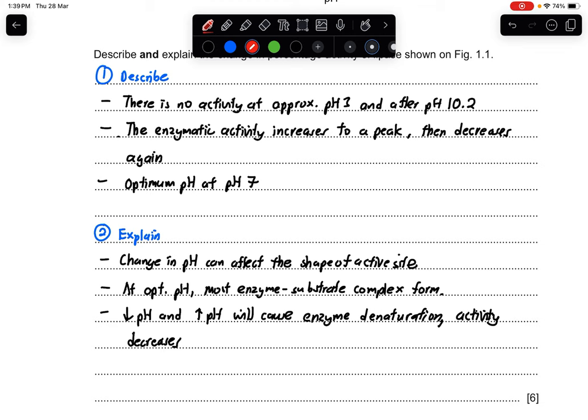So lower pH and higher pH will definitely cause enzyme denaturation. Enzyme denaturation shows that the active site of the enzyme has changed. And then what happens if the active site of the enzyme changes? There will be no substrate able to fit into the active site complementary again. So this is one more point that I can also add for the explanation.